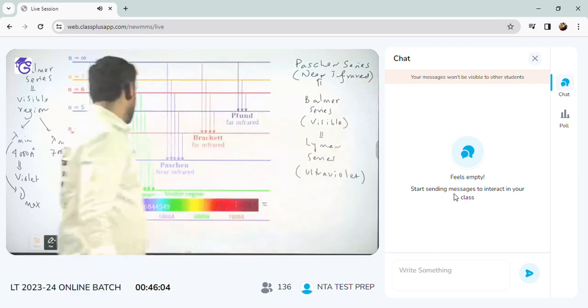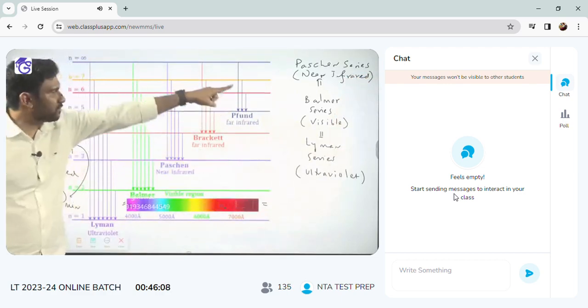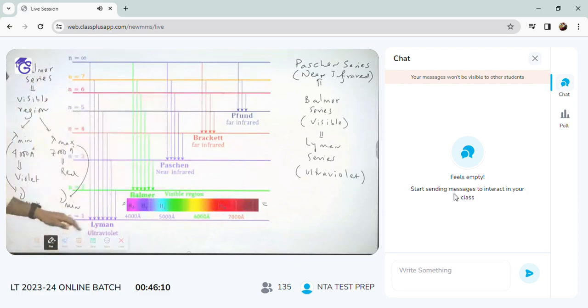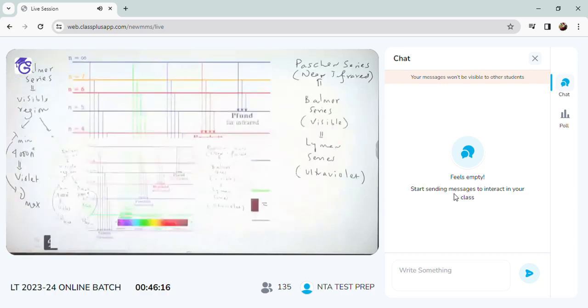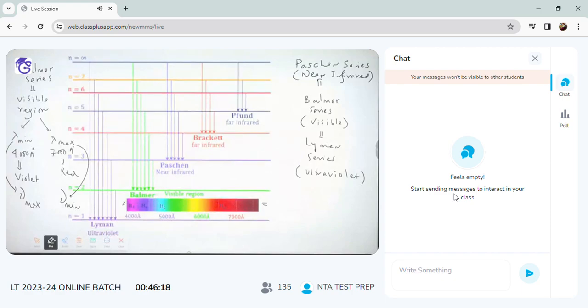Very simple to remember because this Paschen is closer to this red line, so that's why near infrared is there. And this is Lyman below the violet one, that's why it is ultraviolet. So this is the only information you need to remember from here. Please remember that wavelength changing from 4000 angstrom to 7000 angstrom in the visible region, color changing from violet to red, and that series is Balmer series.